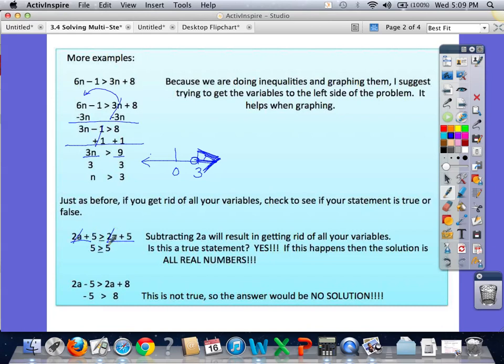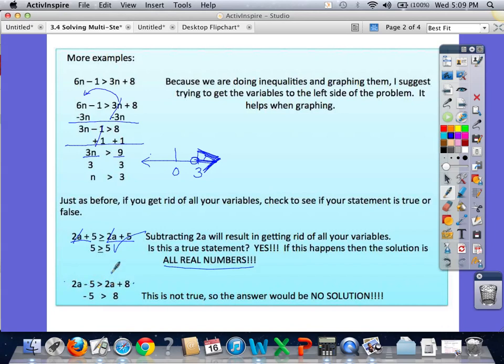So is 5 greater than or equal to 5? Yes. So that means the answer is all real numbers. Every number will work. In the next problem, we have 2a minus 5 is greater than 2a plus 8.